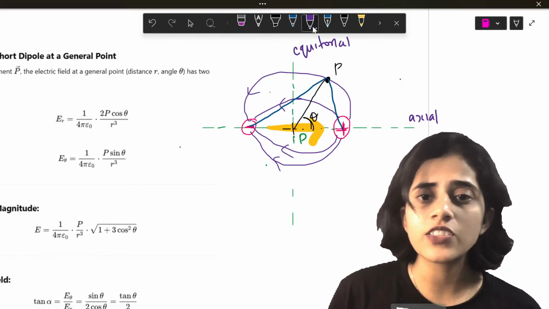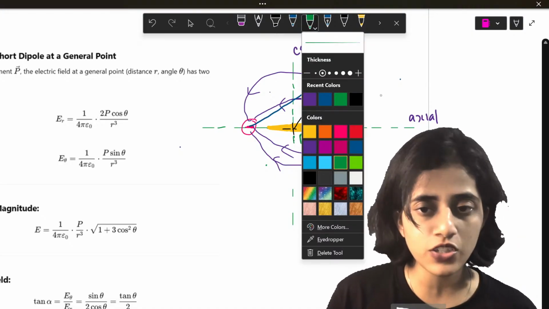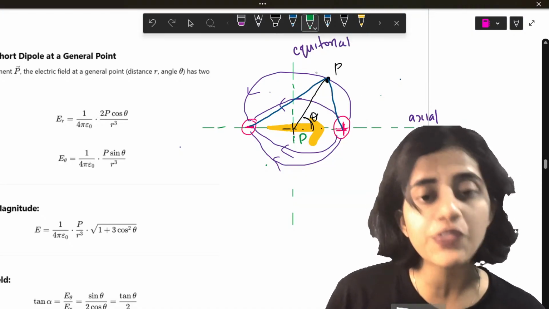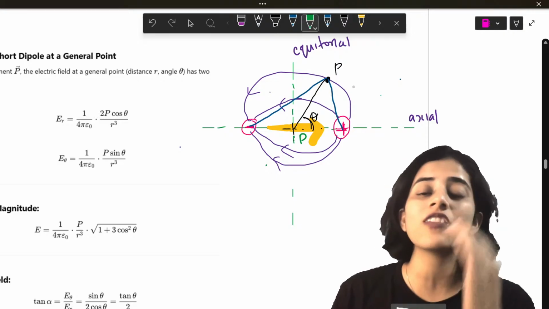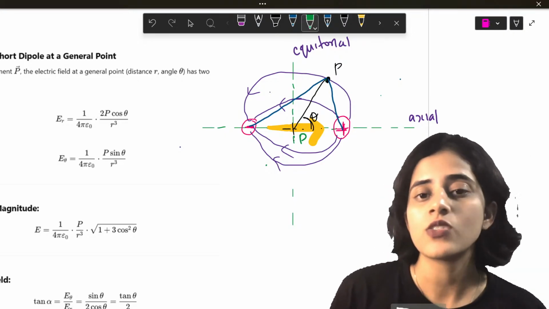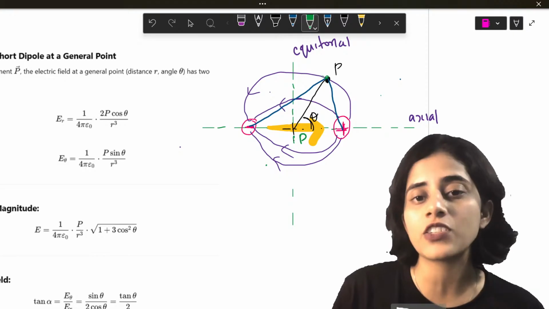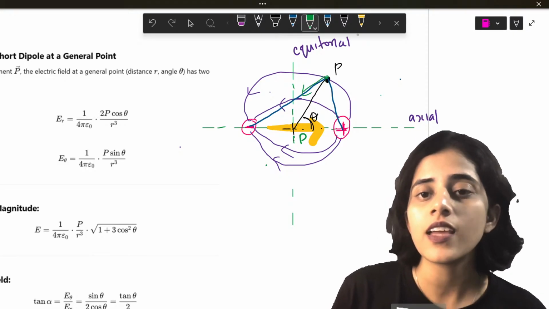Now, what about the electric field? If you look at the electric field, electric field lines always go into the negative. So because of P, the electric field on the negative will be in this direction.